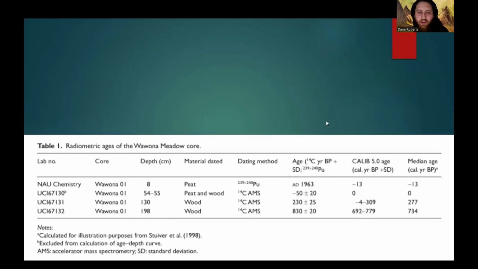In investigating this area, they were able to get several carbon 14 dates, as you can see here, with some coming, of course, from 1963, but others going back as far as 830 years. Some coming from wood and others from peat and wood. And again, they got this from the Wa Meadow Core. Anybody from California watching this, please feel free to correct me on my pronunciation.